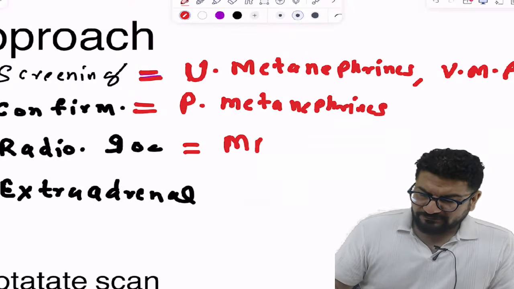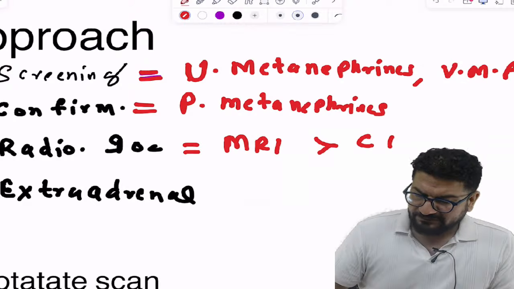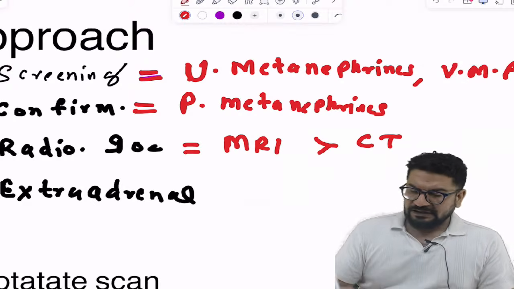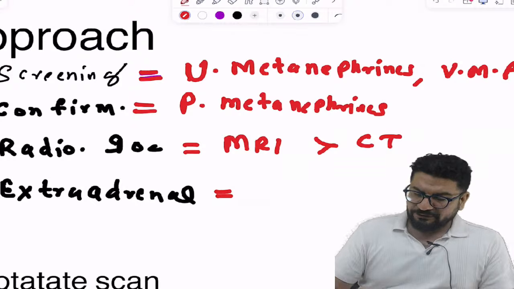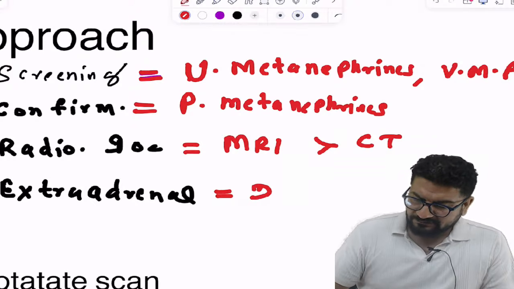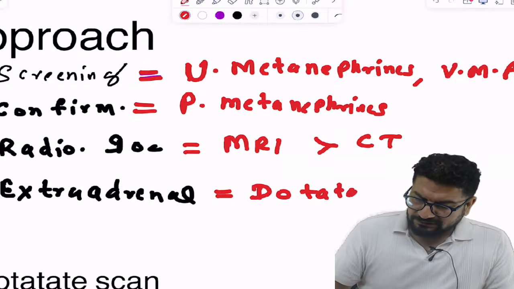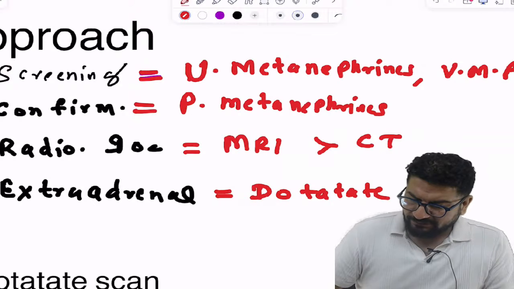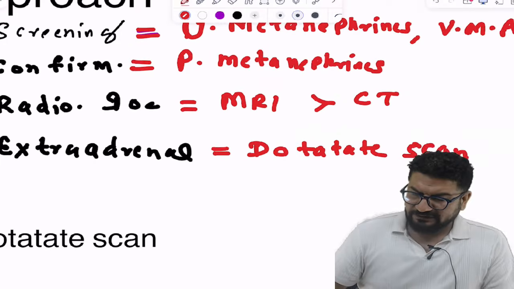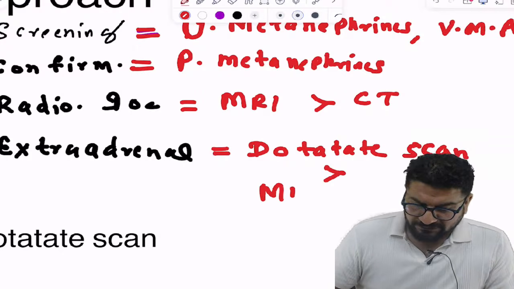Radiological investigation of choice will be MRI abdomen, but MRI is slightly better than CT. If it is extra-adrenal, for this what we do is DOTATATE scan. But in your exams, people are not asking about the DOTATATE scan. So what are they asking? They are asking questions on MIBG.